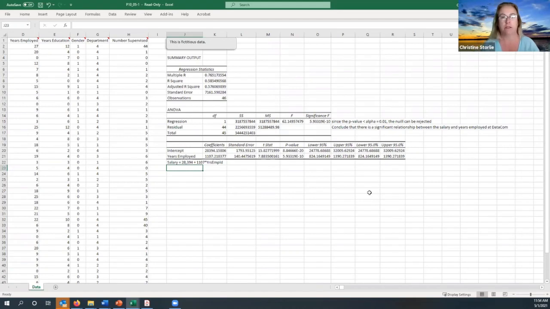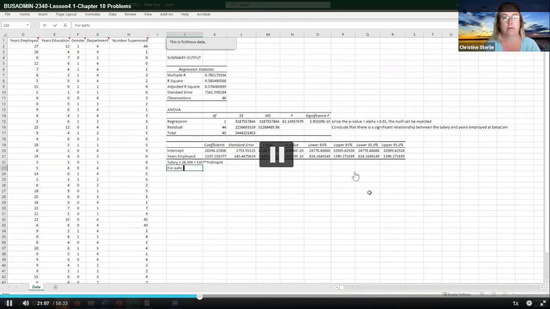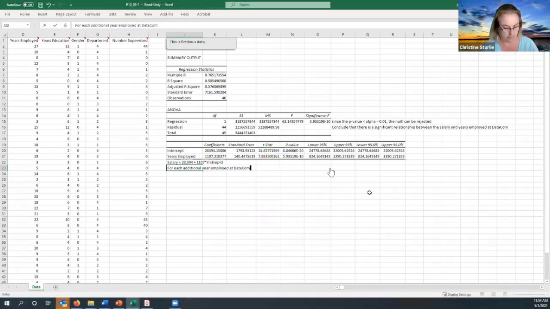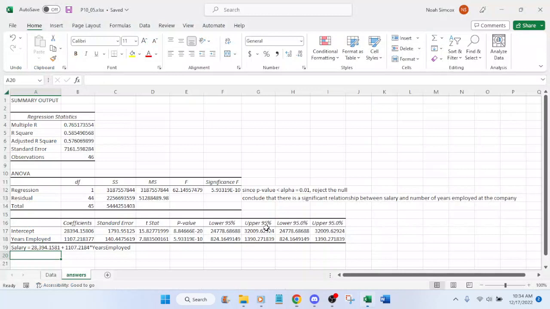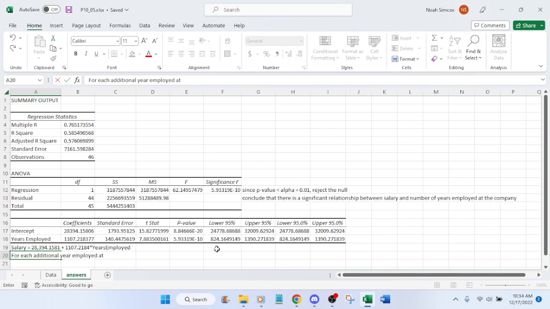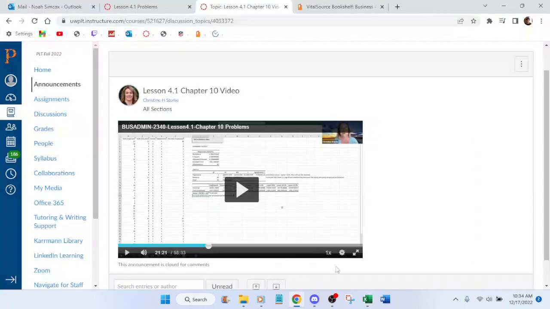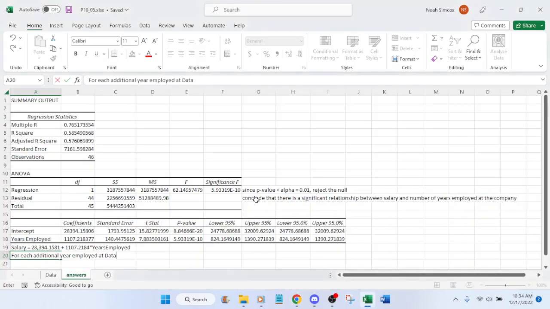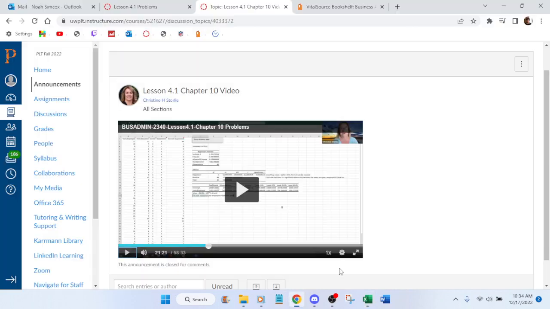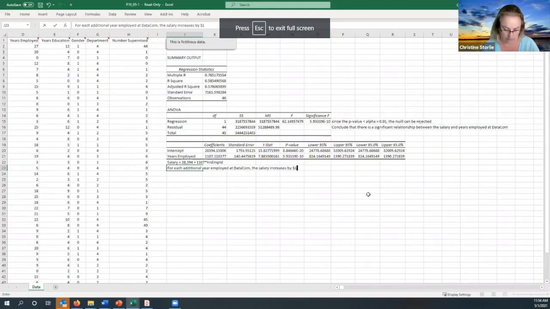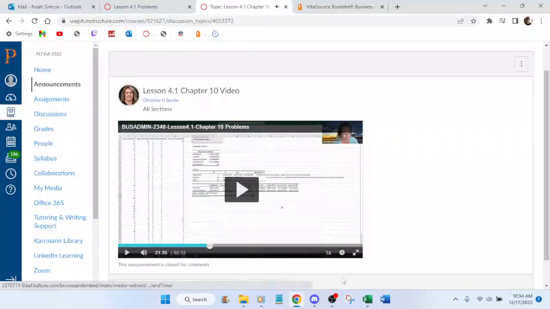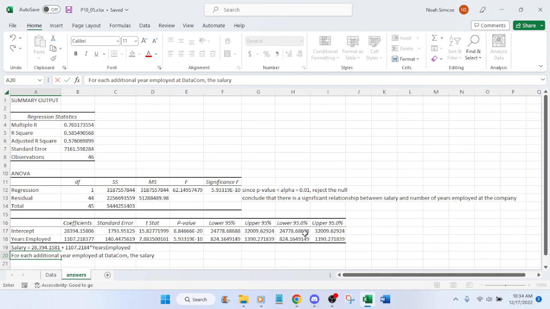All right. So again, what this is saying is that for each additional year employed at Datacom, the salary increases by 1107.22.